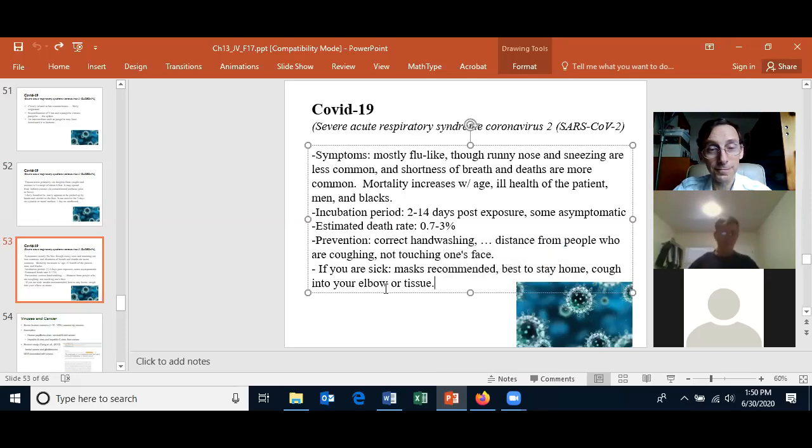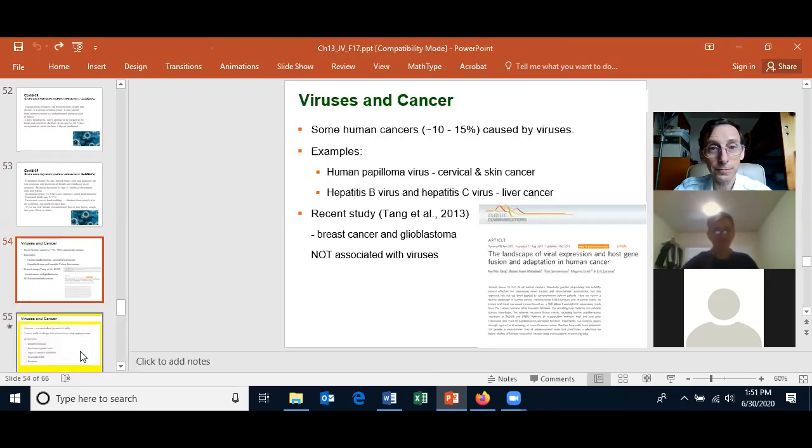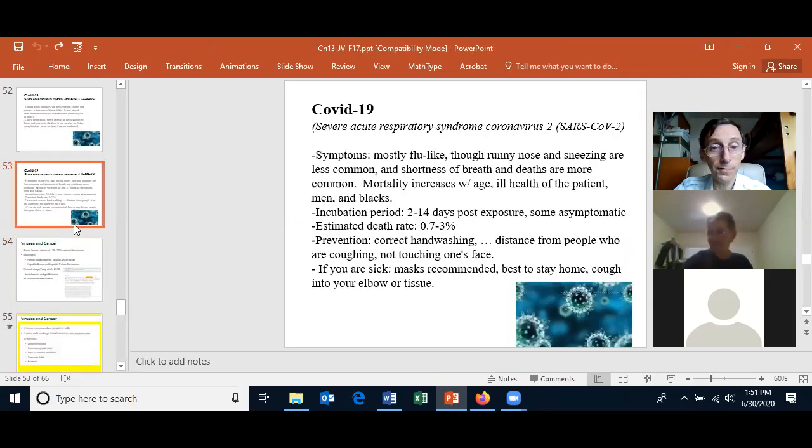If you're sick, stay home, because it could be COVID-19, and wait until you don't have any signs or symptoms before you leave the home. All right, any questions about COVID-19?